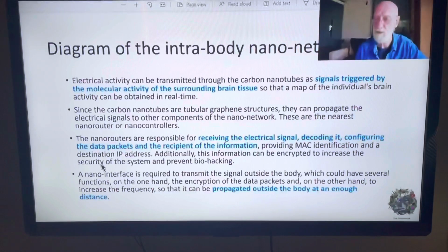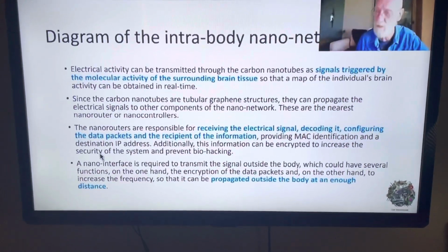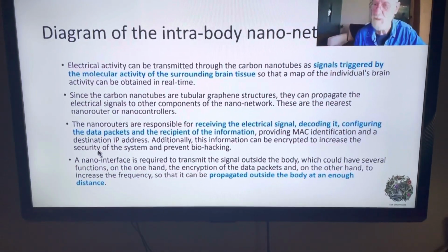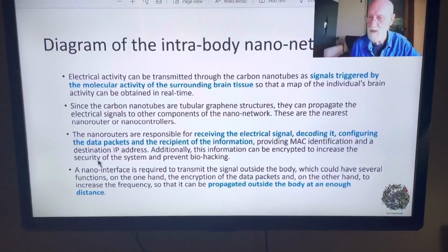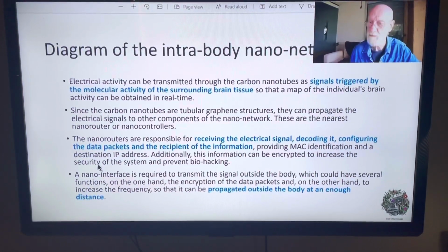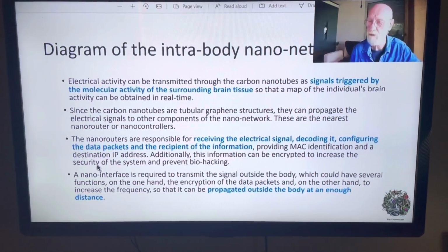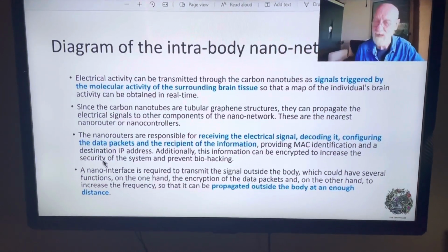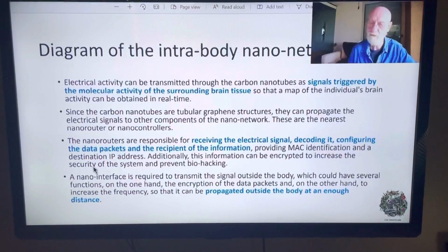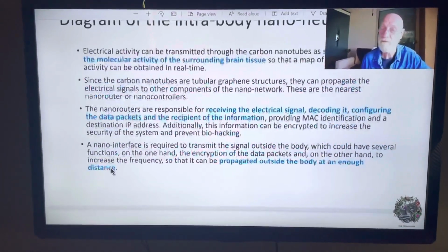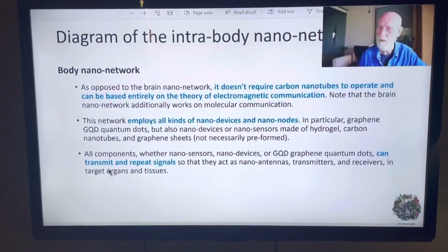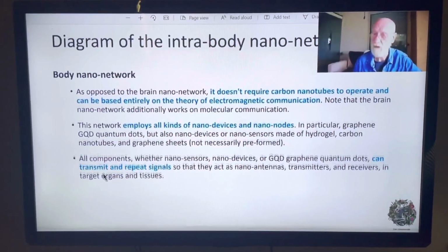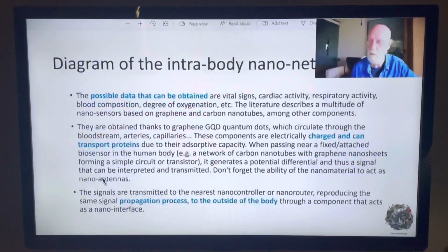Electrical activity can be transmitted through the use of carbon nanotubes. Signals triggered by molecular activity of the surrounding brain tissue. The nano routers are responsible for receiving the electrical signal, decoding it, configuring the data packets and recipients of information. This is very interesting stuff, folks, and it shows what they're doing. Body nano network. Diagram of the body nano network.